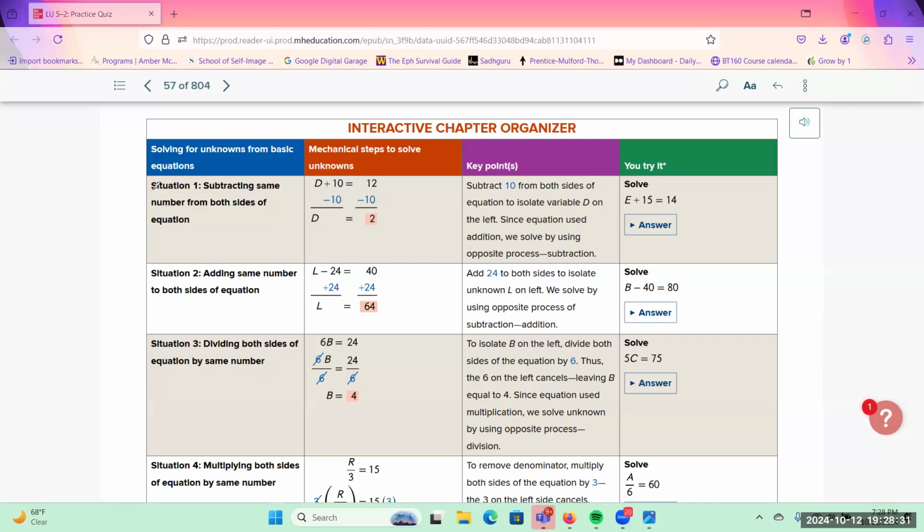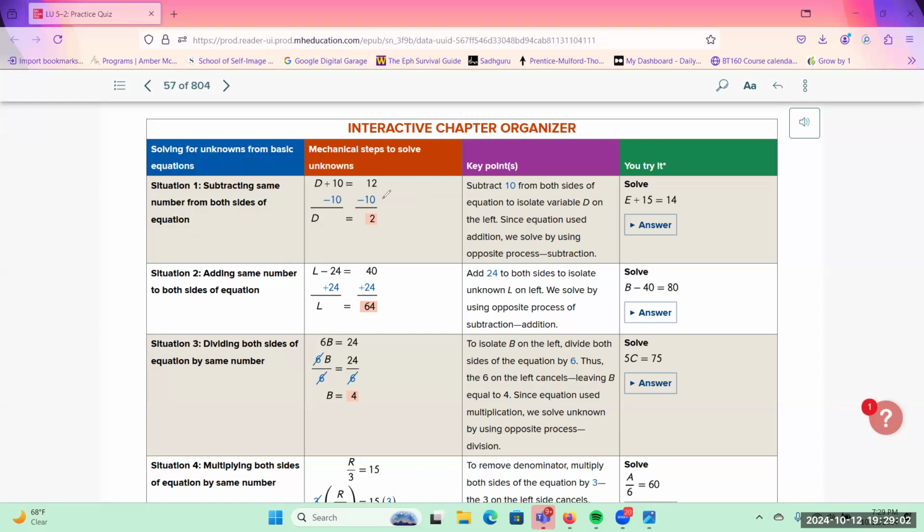So what it does is it gives you different little situations here. We've got situation number 1. If you have an equation, as in this example, d plus 10 equals 12, we always want to do to one side of the equal mark the same thing we do to the other side. So it's an equation, that means equal. So what we've got to do is get the variable or the letter on one side of the equal sign and all of the numbers on the other.